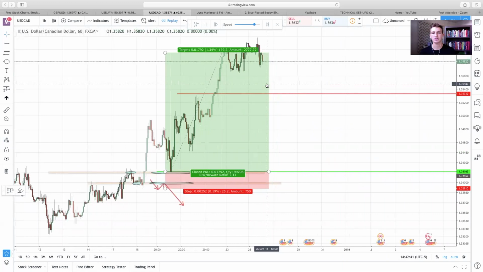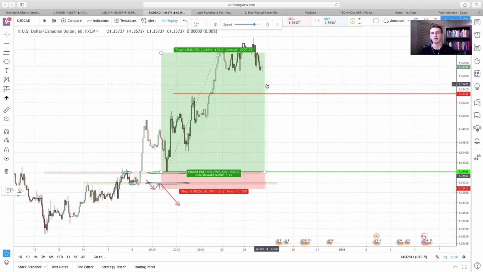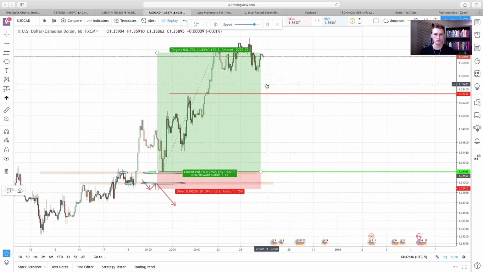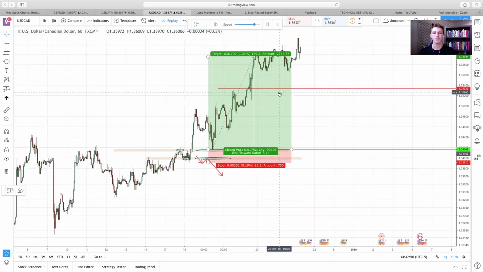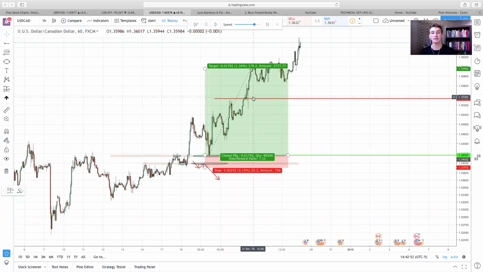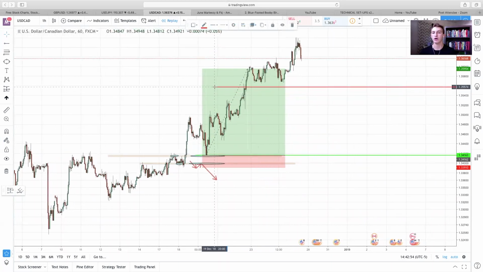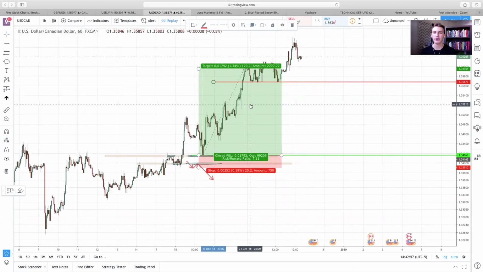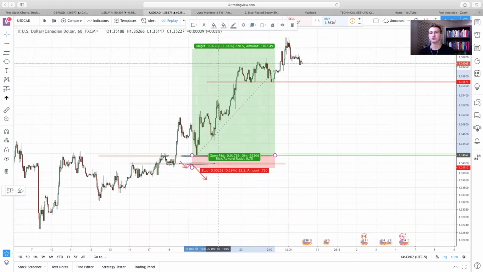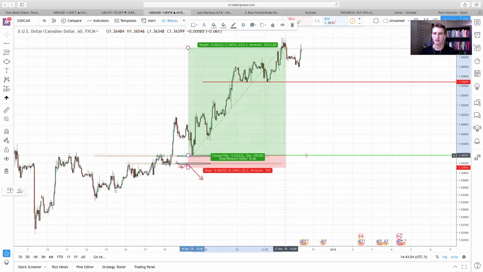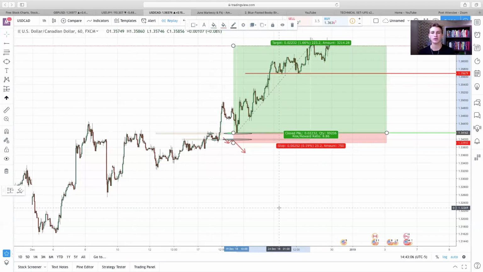All right, so let's check this out. Let's see what it does. Just a lot of consolidation right now, but it's still making those higher highs, so we can continue to trail our stop loss. We'll move it up there, let the market do its thing. We're now up 220 pips plus. Let's see what it does.